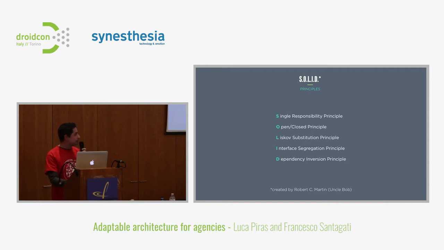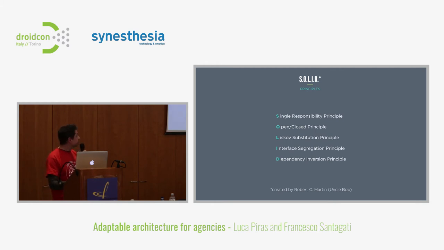Then we have L, which stands for Liskov substitution principle, or LSP. This means that objects in a program should be replaceable with instances of their subtypes without altering the correctness of the program. I stands for interface segregation principle. This means that many client-specific interfaces are better than one general purpose interface. In other words, it's better to define many interfaces and avoid big interfaces, to avoid implementing methods that you don't need in that place. It's easy, but it's a good thing to keep in mind when you're developing.